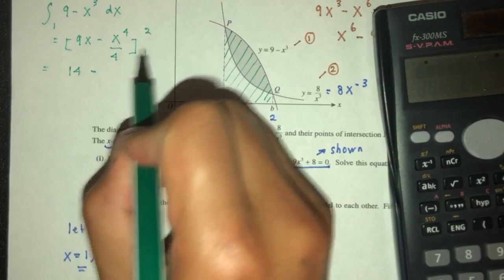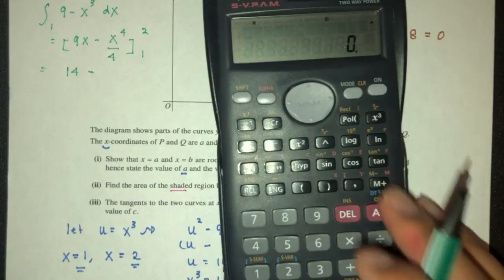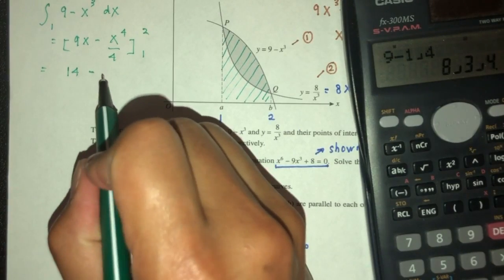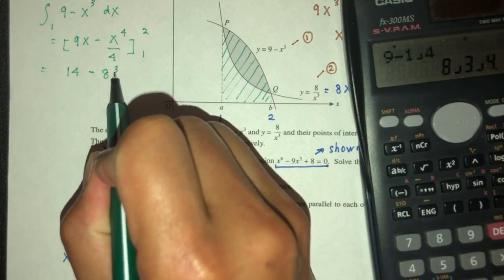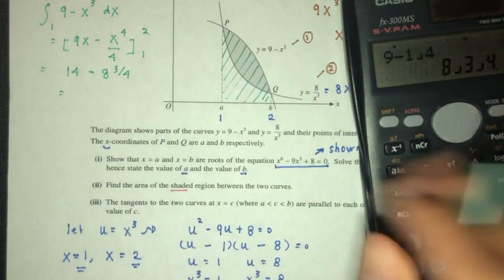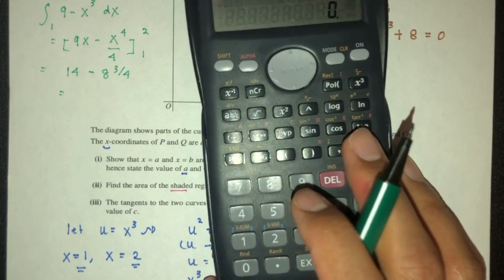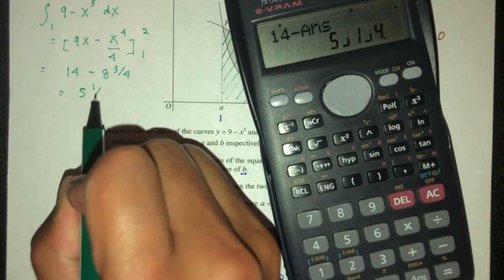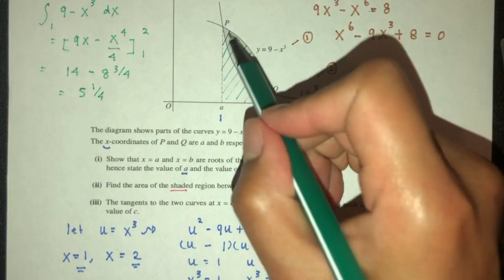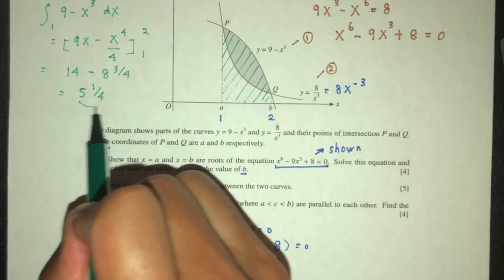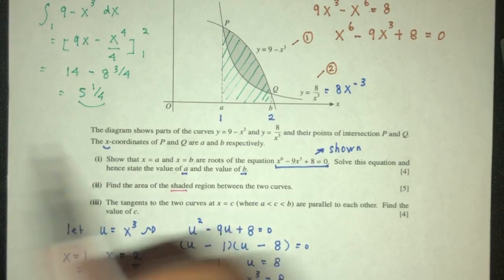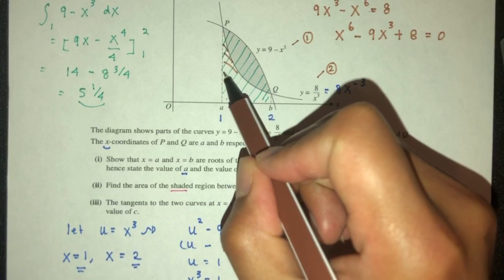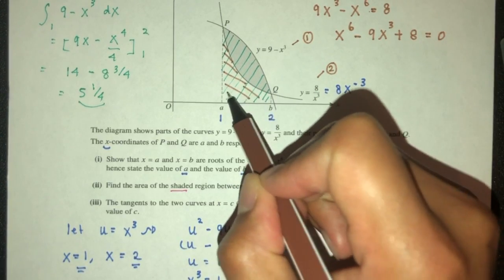And then we have to subtract, that should be 9 minus 1 over 4. That is 8 and 3 quarters. So we will have the value of 14 minus the answer. That should be 5 1/4. So the area of the whole thing here is this. Now if you want the area of this region, we have to remove this one, right? Cancel out this area.